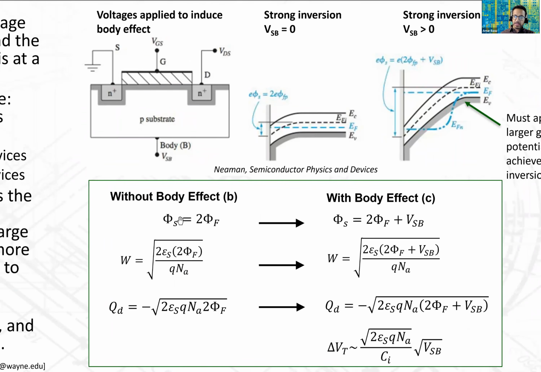Without the body effect, the amount of bending that we have in the band diagram is equal to 2 phi F. We've done that before. You've calculated threshold voltage, so you know what this 2 phi F is all about. The width of the depletion region is equal to the square root of 2 epsilon S 2 phi F over QNA. You've also done these calculations. And once you calculate the width of the depletion region, you can calculate the depletion charge.